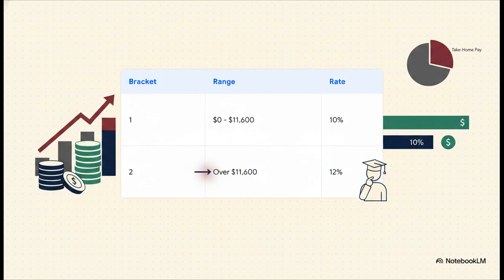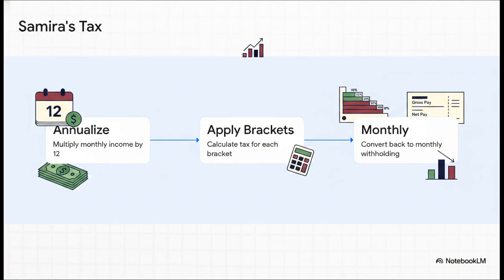In our model, Bracket 1 taxes everything from $0 to $11,600 at 10%. Bracket 2 taxes everything over that $11,600 mark at 12%. Real federal brackets actually go all the way up to 37%, but this simplified version is going to cleanly illustrate the math for us. To figure out Samira's paycheck deduction without getting completely overwhelmed, we'll follow 3 simple chronological steps.